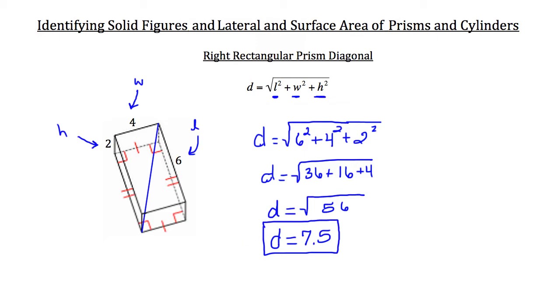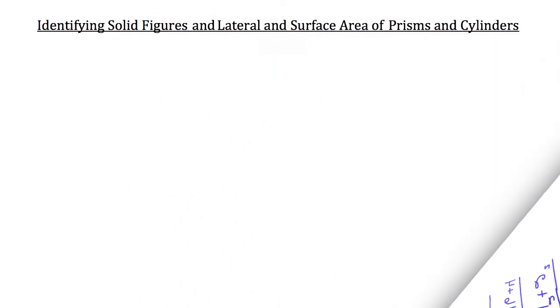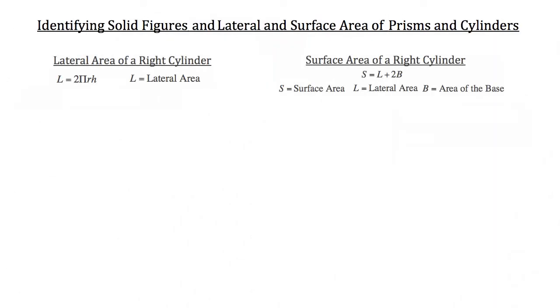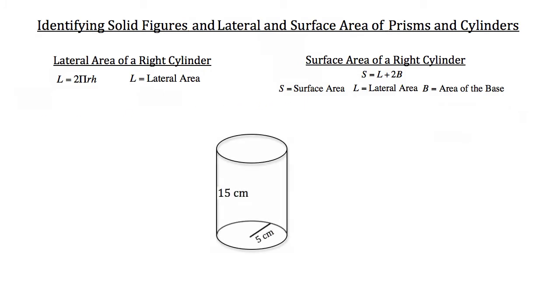Alright, now I'd like to do a little work with cylinders. We'll begin by learning how to calculate the lateral area and the surface area of a right cylinder. So, the lateral area formula for a right cylinder is lateral area is equal to 2 times pi times the radius of the cylinder's circles times the height of that cylinder. And the surface area formula is that surface area is equal to the lateral area plus 2 times the area of the base of the cylinder.